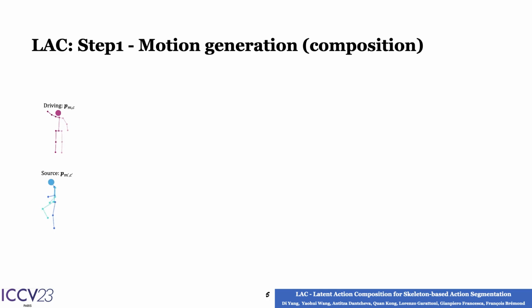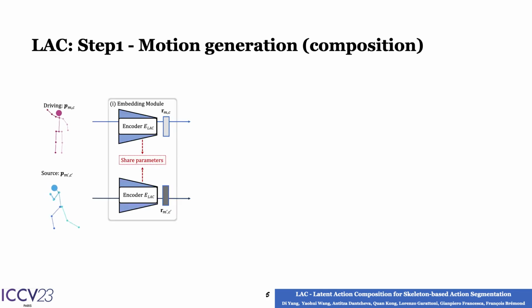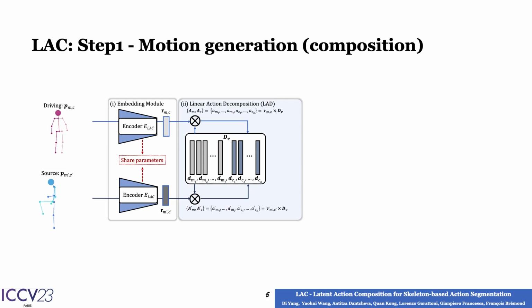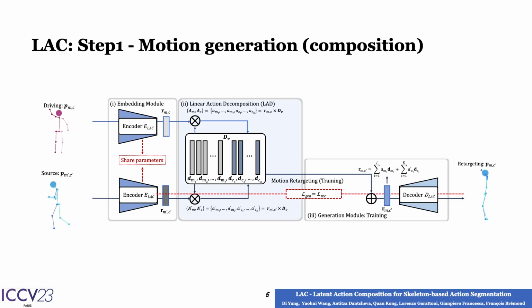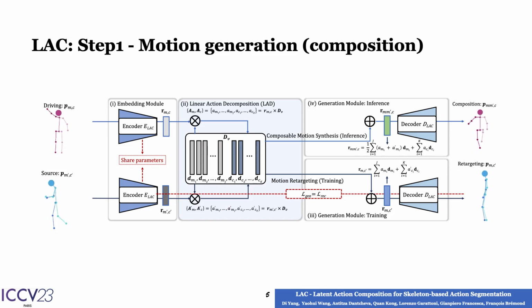LAC is firstly composed of a novel generation module towards synthesizing new sequences. The generative module is an autoencoder for skeleton sequences to learn and combine the high-level motions of multiple skeleton sequences. We introduce a linear action decomposition mechanism to learn an action dictionary, which is an orthogonal basis where each vector represents a primitive motion of static transformation in the representation space. New composed motions can be synthesized by simply performing arithmetic on latent representations learned from multiple input skeleton sequences.